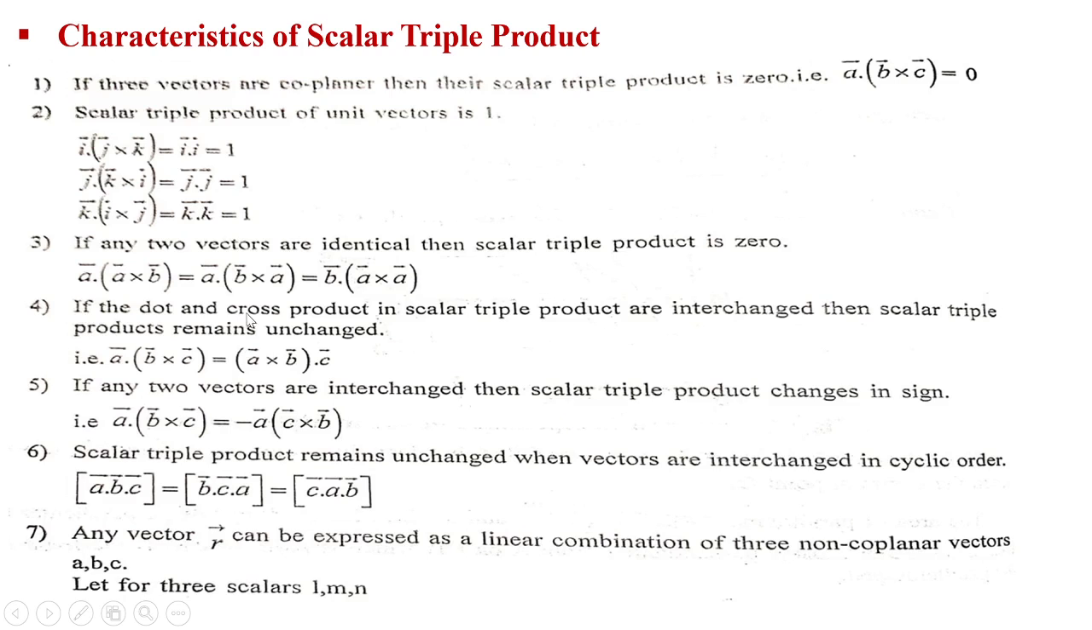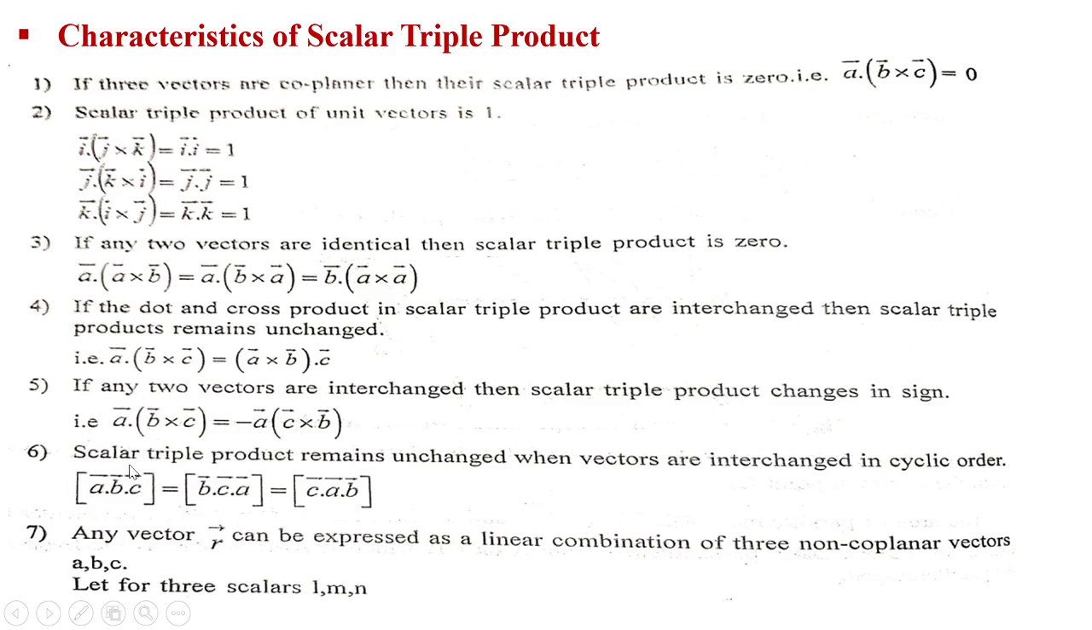If the dot and cross in the scalar triple product are interchanged, then the scalar triple product remains unchanged. That is, A bar dot B bar cross C bar equals A bar cross B bar dot C bar. If any two vectors are interchanged, then the scalar triple product changes in sign. That is, A bar dot B bar cross C bar equals minus A bar dot C bar cross B bar.